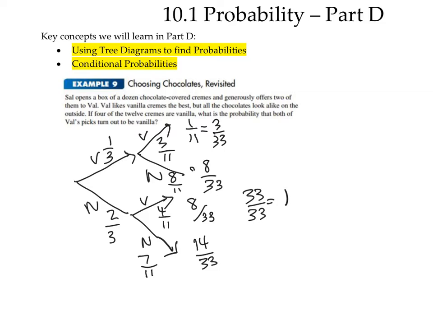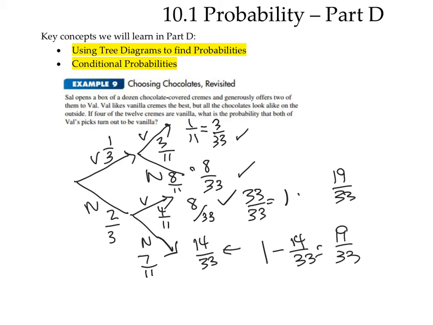I can use this tree diagram to answer other questions. For instance, what's the probability Val got at least 1 vanilla cream? Well, that would be here, here, or here. So I can calculate this a couple of different ways. I can add up 3 33rds and 8 33rds and 8 33rds, getting 19 33rds. Or I can say if he didn't get at least 1, the opposite of that is he got none, and that would be here. So I could also have done 1 minus 14 33rds, which is again 19 33rds.